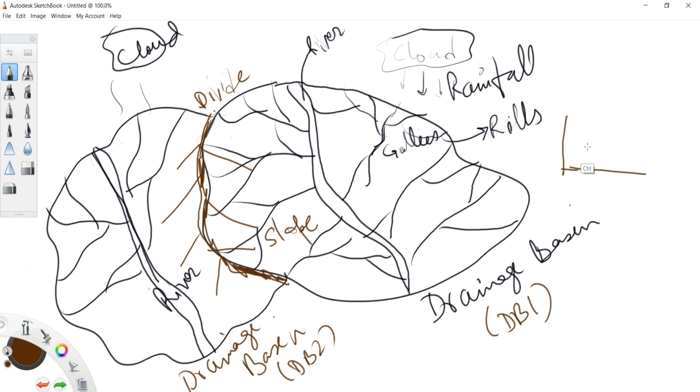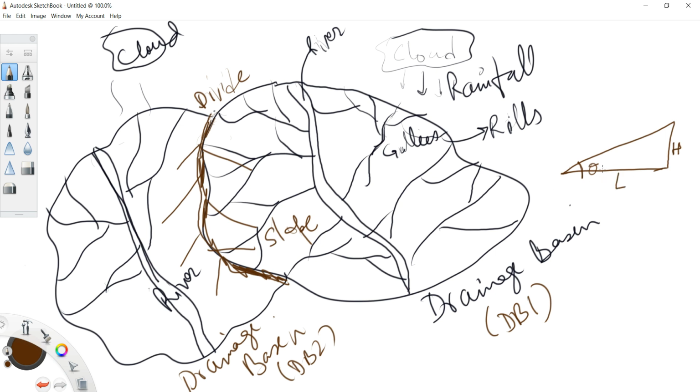Okay, so let me try to draw this again. Suppose this angle is called theta, which is a slope. So this is your height and this is your length.